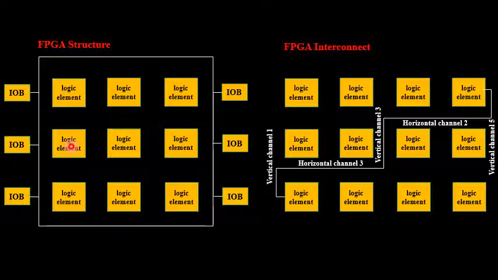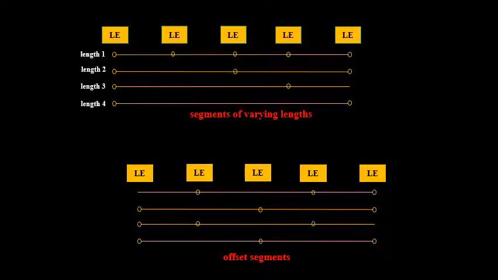Next we will move on with the FPGA interconnects, wherein we make use of the vertical channel or the horizontal channel, depending upon the different possible lengths. These are the segments of varying lengths as well as the offset segments. Here you can find the logic elements. Interconnects means I am supposed to make a connection between the logic elements. Either I can make a connection from logic element 1 to 2, 2 to 3, 3 to 4, 4 to 5, something like that.